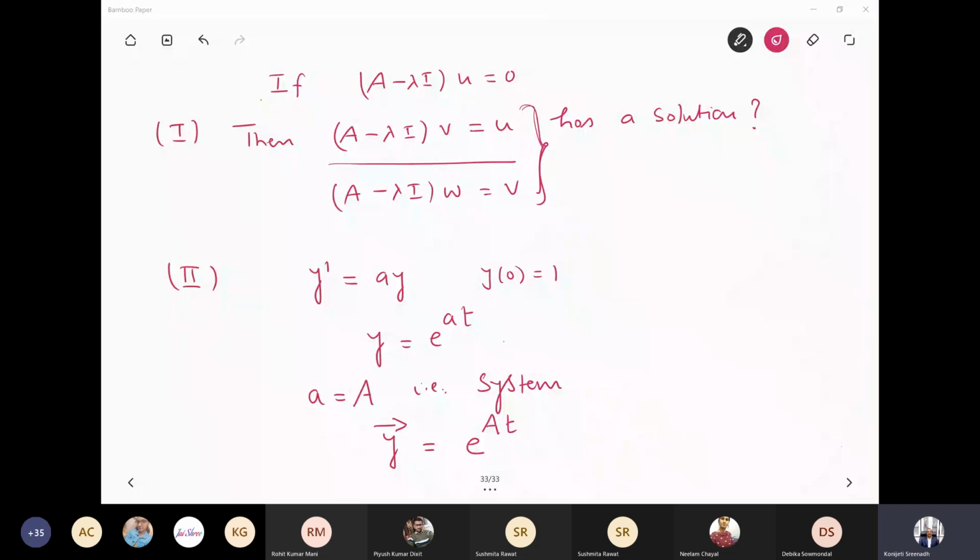Okay, already found a solution y. Can we call something like this the exponential of a matrix times t? Does it make sense? Because here from calculus, you write this as 1 plus a into t plus t square by 2 and so on, an infinite series.